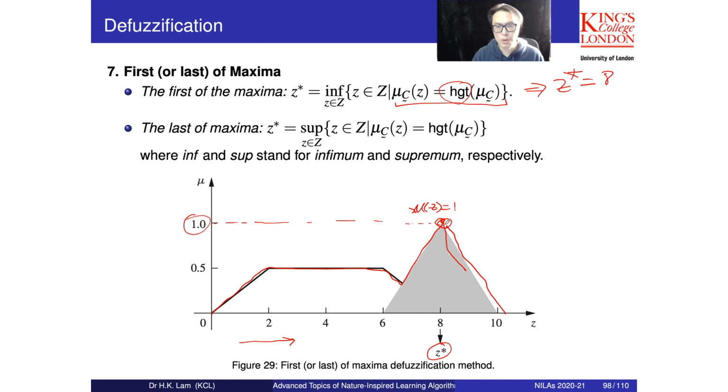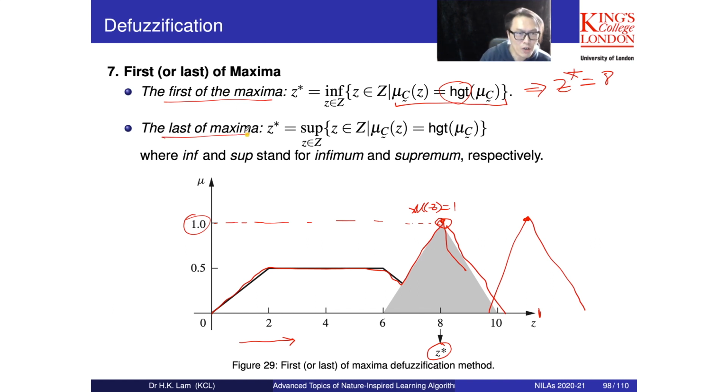Now, because we only have one maximum grade right here, this is the first. If we were to have another membership function right here, another bit, which gives you the same height, then we have two options. Either take this one or this one as the z star, but according to the first of maxima, when we scan from the left, this is the first value of z that gives you the maximum height. So we take 8 as the defuzzified output.